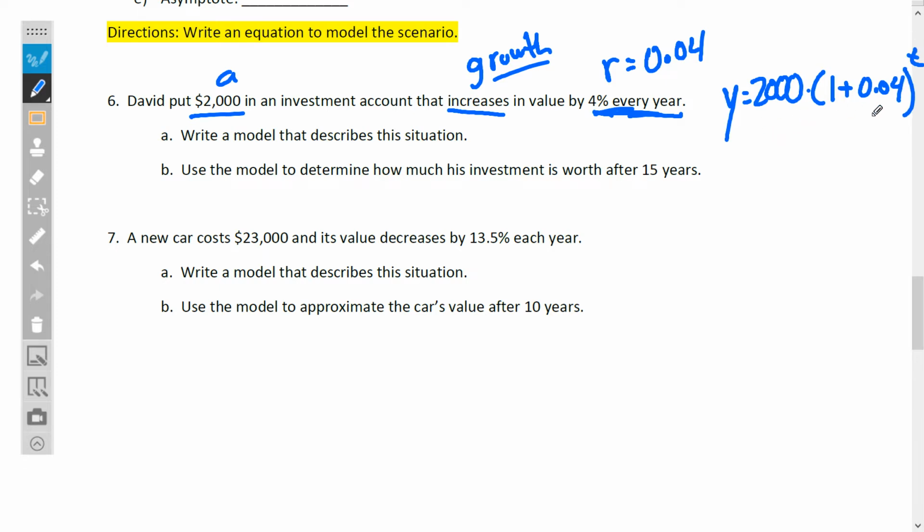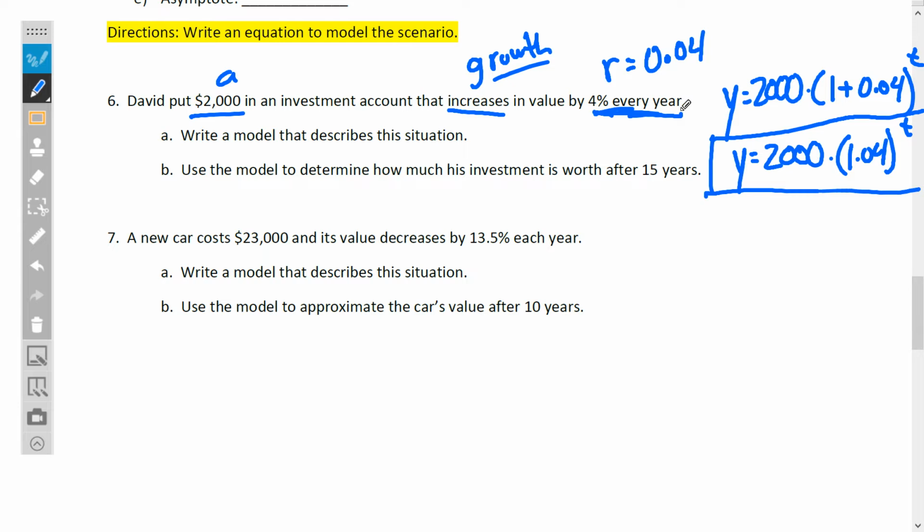Okay, well, we don't want to leave the factor as two numbers. We should simplify that by just adding them together. So that's 1.04 to the t. And this is our answer for letter A. Letter A says write a model, and this is the model. Letter B says use the model. Okay, so we're going to be plugging in a number for t. So use the model to determine how much the investment is worth after 15 years. So t is 15 to calculate this.